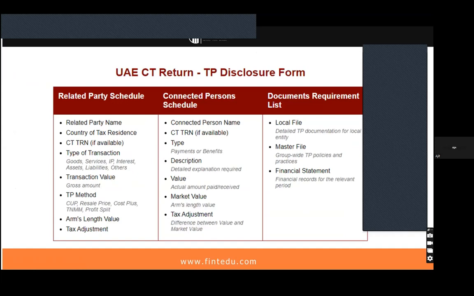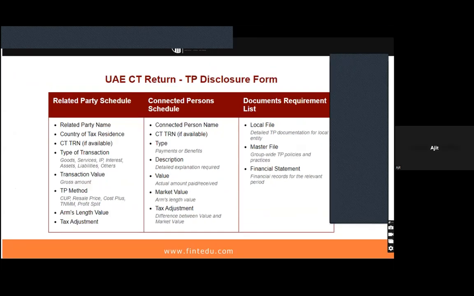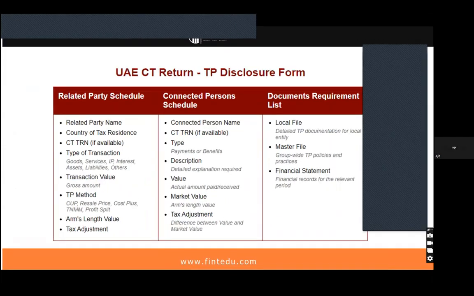So what we were talking about is the disclosure form, and there are three sections. The related party schedule is about article 35, connected person is article 36, and then there are documentation requirements. We'll talk about each of these schedules and related issues, but broadly, if you see this related party schedule, like any other country's TP disclosure form, we have related party name, country, tax registration number, type of transactions, transaction value, TP method, the arm's length value, and the tax adjustment.